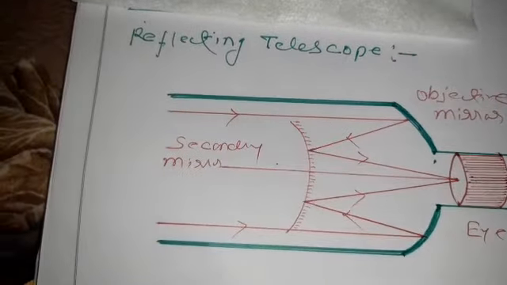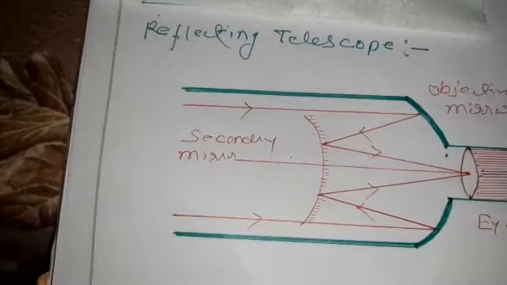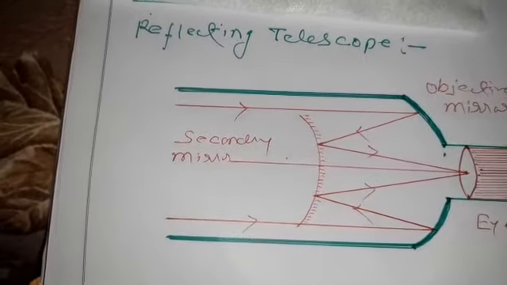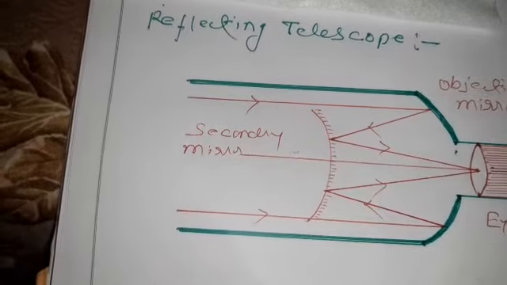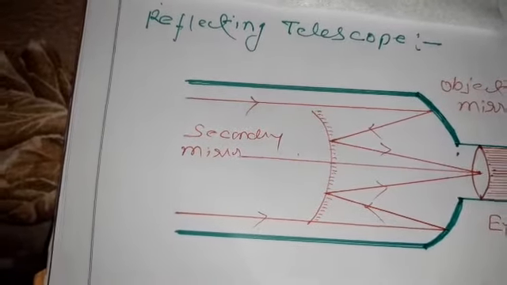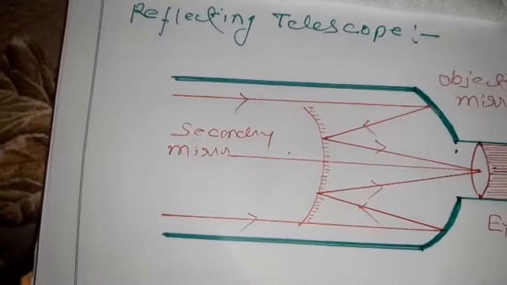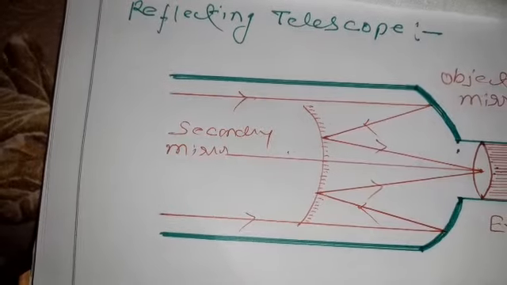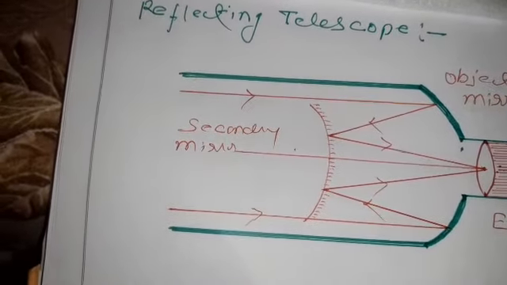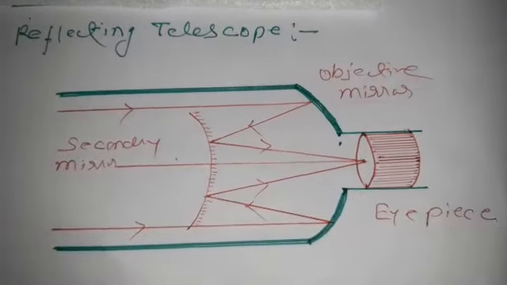As you can see in the figure, it is an improvement over the refracting or astronomical telescope. Making this type of telescope with a big lens is such a big problem, and that's why we have the reflecting telescope.